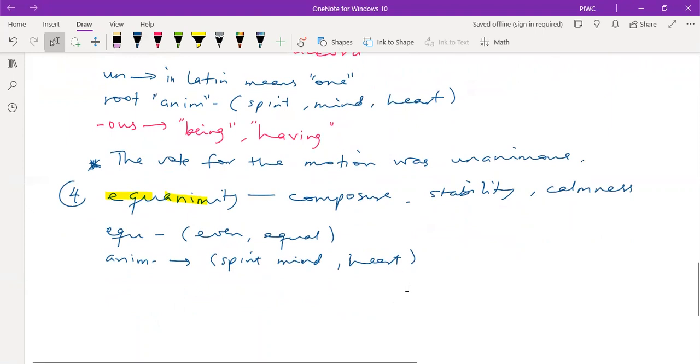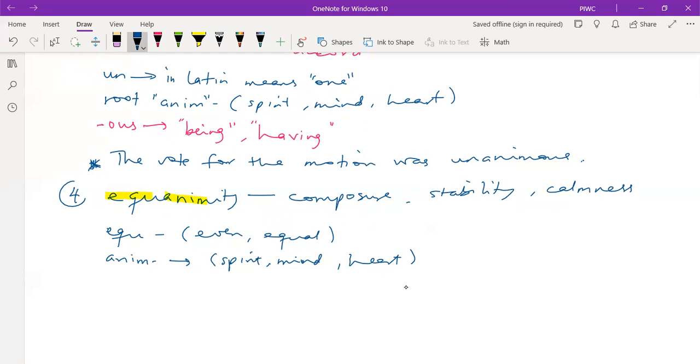So if you put this together, even spirit, right? Or even mind or even heart, equal. That means the person is stable: stability of the mind, stability of the heart, stability of the spirit. So the person is composed, okay, calm.